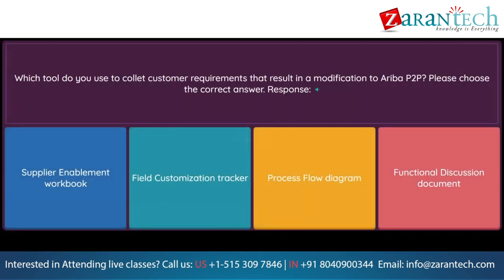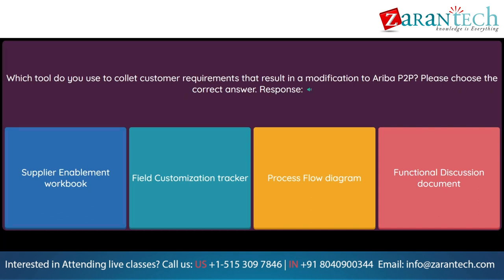Question, which tool do you use to collate customer requirements that result in a modification to Ariba P2P? Please choose the correct answer. Response. Option 1. Supplier Enablement Workbook. Option 2. Field Customization Tracker. Option 3. Process Flow Diagram. Option 4. Functional Discussion Document.